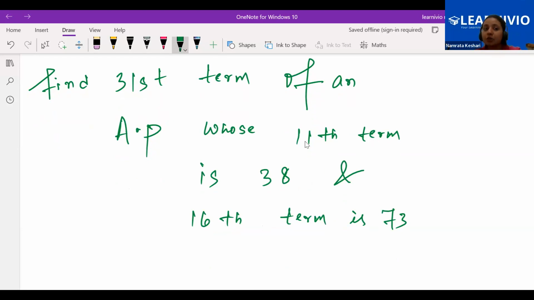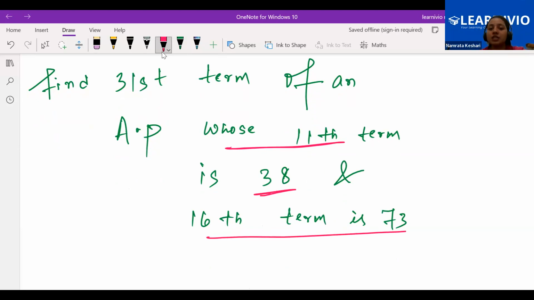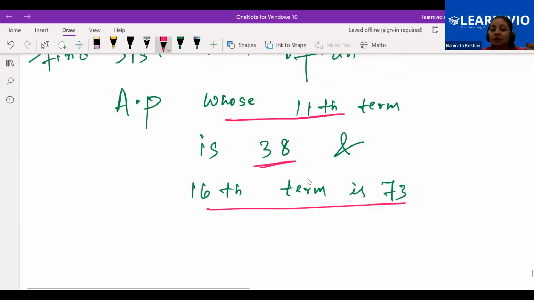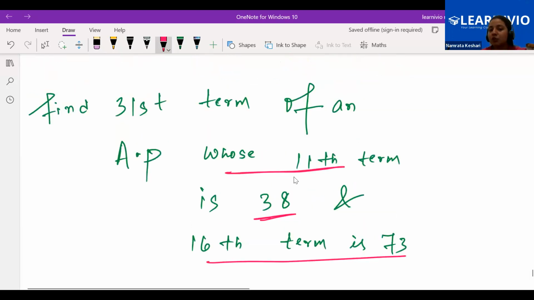Here also we will use the concept of the nth term only. We are supposed to find the 31st term, but that is fine; we will come to that later. At first, let's see the given condition. The 11th term of the AP is 38 and the 16th term of the AP is 73. We have to find d. What is the formula? a plus n minus 1 into d, right? Now here we will use the condition that the 11th term is 38.